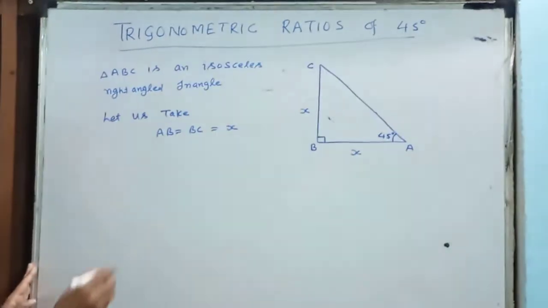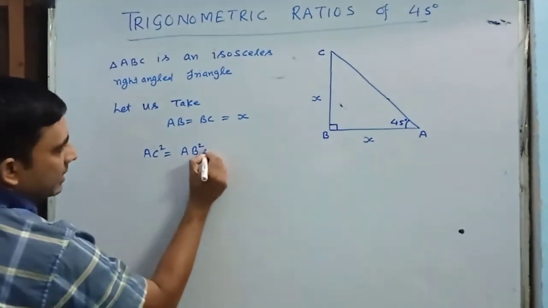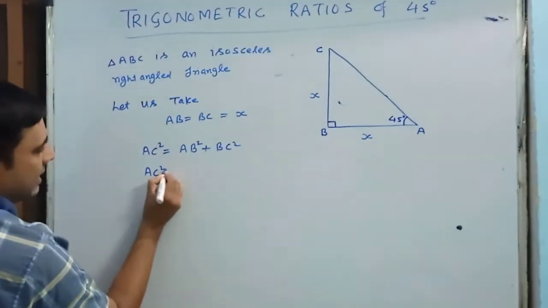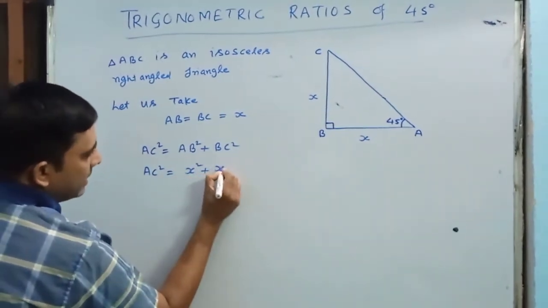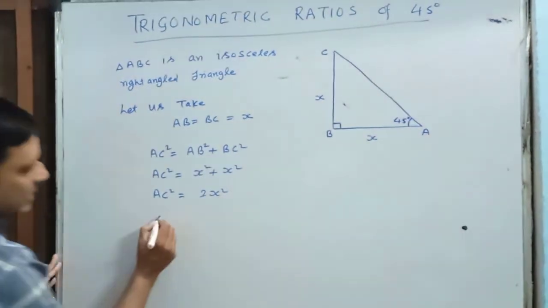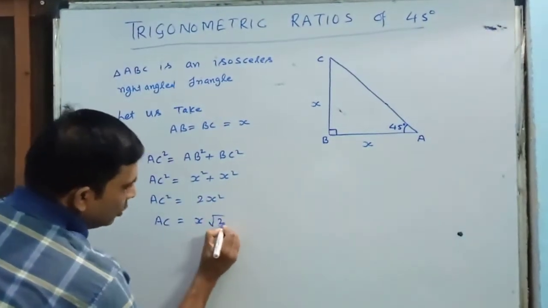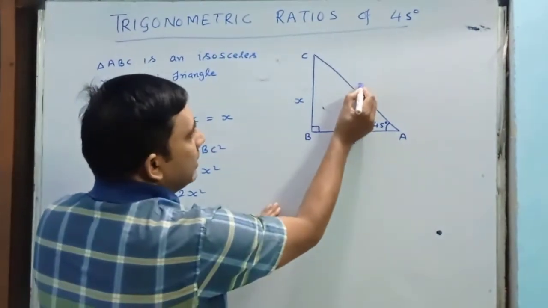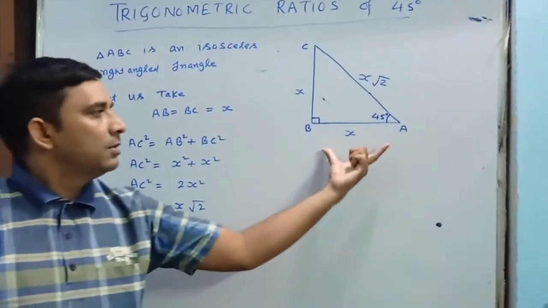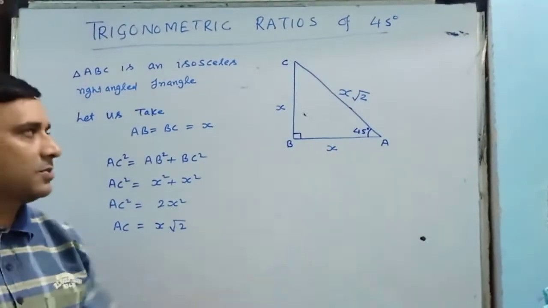We can apply Pythagoras theorem here. According to Pythagoras theorem, AC square is equal to AB square plus BC square, or we can say AC square is equal to x square plus x square, or AC square is equal to 2x square. Then what will be the value of AC? AC is equal to square root of 2x square, that is x root 2. So the value of hypotenuse will be x root 2. So we have got length of AB, length of BC and length of AC in terms of x.